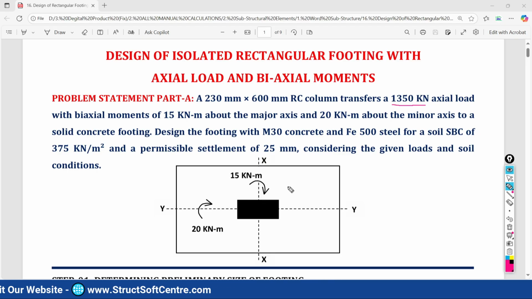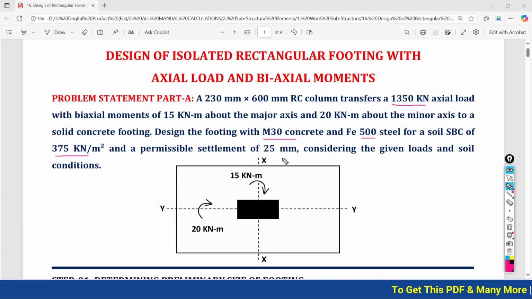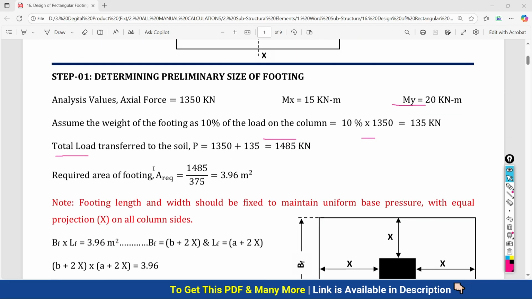We have to design the foundation considering the grade of concrete as M30 and grade of steel as Fe500. The SBC of the soil is given as 375 kN per square meter, and the permissible settlement for this foundation is 25 mm. So in the first step, we are going to find out the preliminary sizes of the footing.